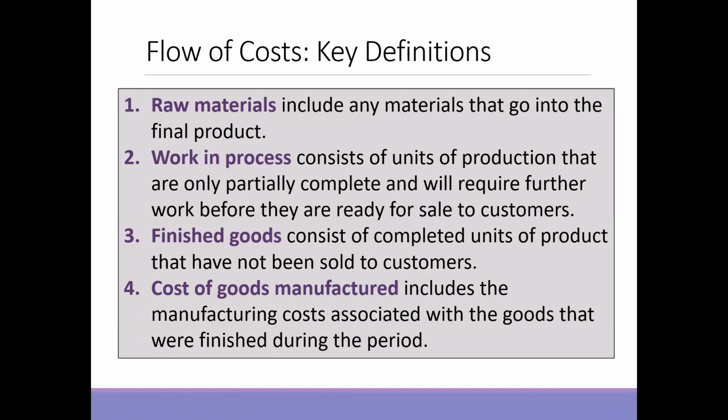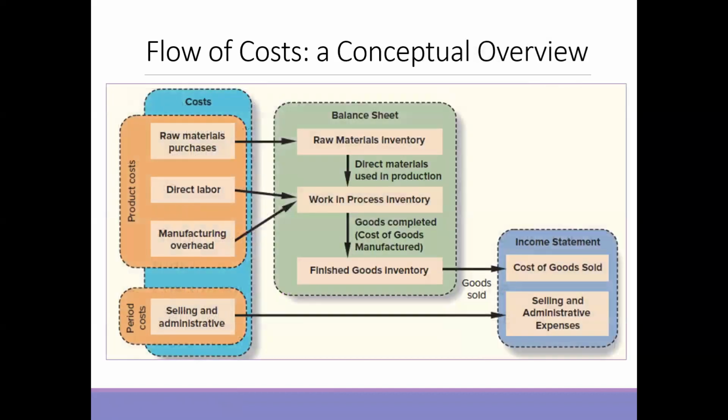And then cost of goods manufactured are the manufacturing costs associated with the goods that got finished during this period. It's a lot of definitions. It's a whole new language. So we know that we've got raw materials, direct labor, and manufacturing overhead that get put into a product.